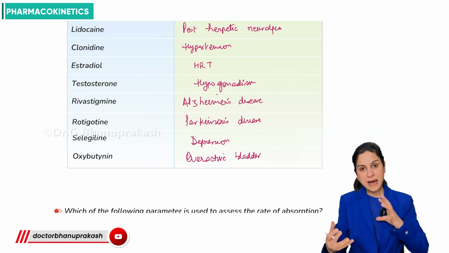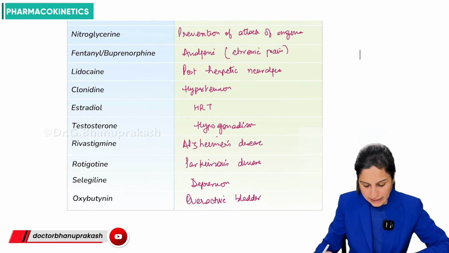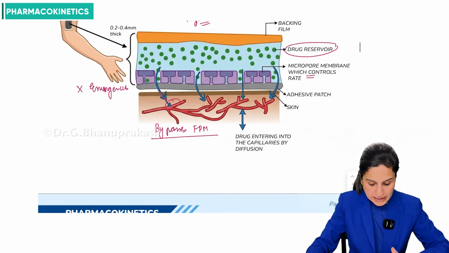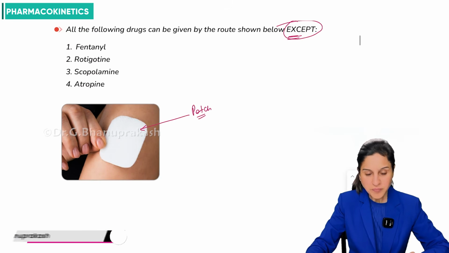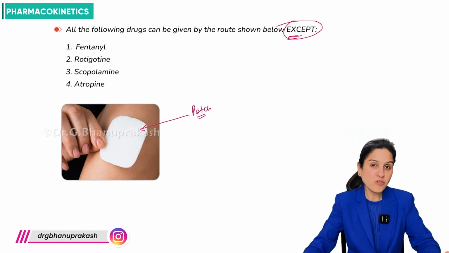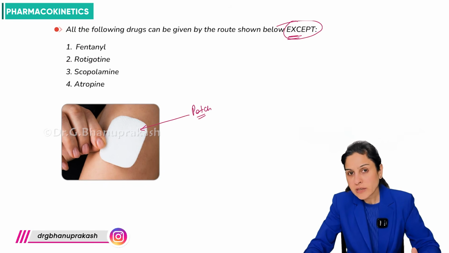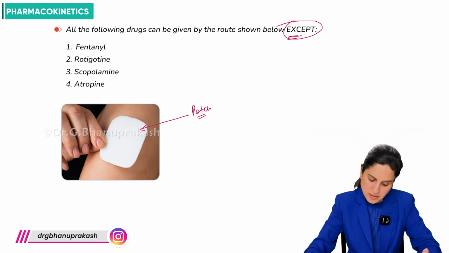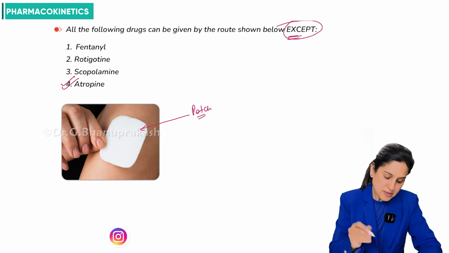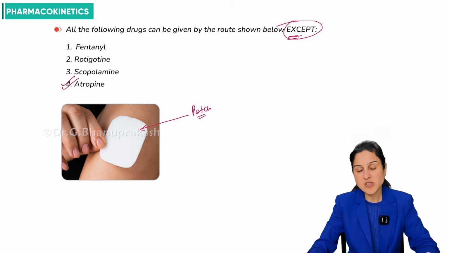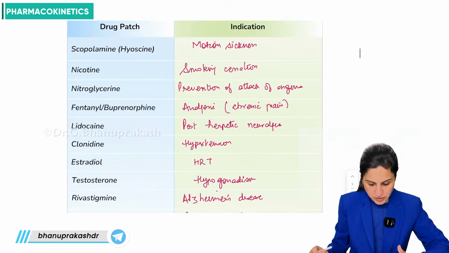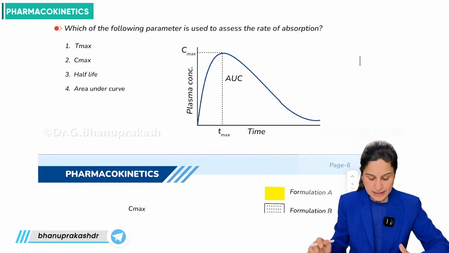So if I have to go back to the question, what other drug formulations are available in patch form, we can now solve this question here. Fentanyl, yes, it is available for analgesic purpose. Rotigotine for Parkinsonism. Scopolamine for motion sickness. So the only option left with us is atropine. Atropine as such is not yet available in the form of a patch. Okay, so let's move on to the next question.